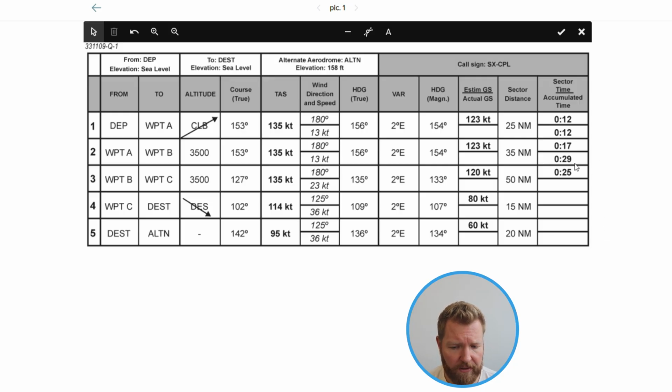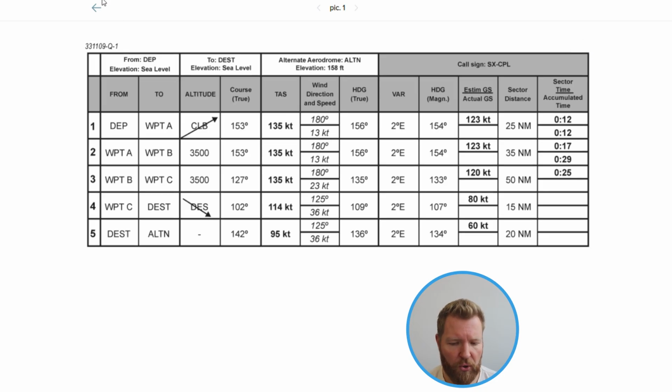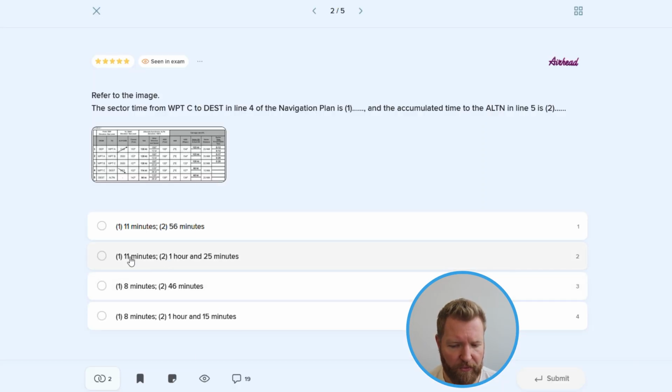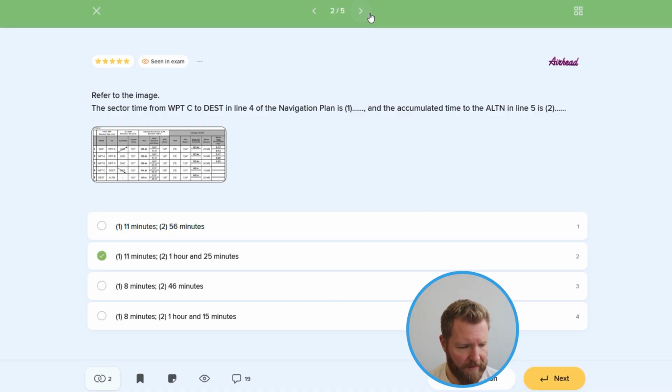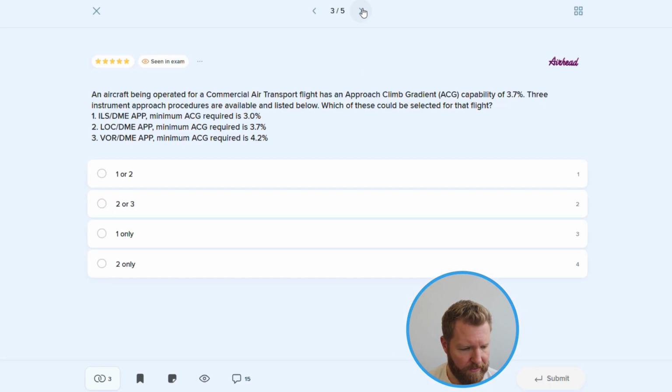Okay, let's bring all this together. So 29 minutes plus 25 minutes from Bravo to Charlie, plus 11 minutes from Charlie to the destination, plus 20 minutes to the alternate gives us 85 minutes. So the correct answer is answer number 2. The time from waypoint Charlie to destination is 11 minutes, and the accumulated time to the alternate is 1 hour and 25 minutes. And answer number 2 is correct.